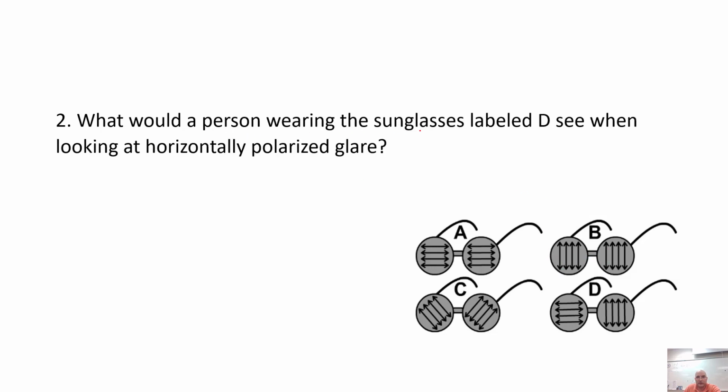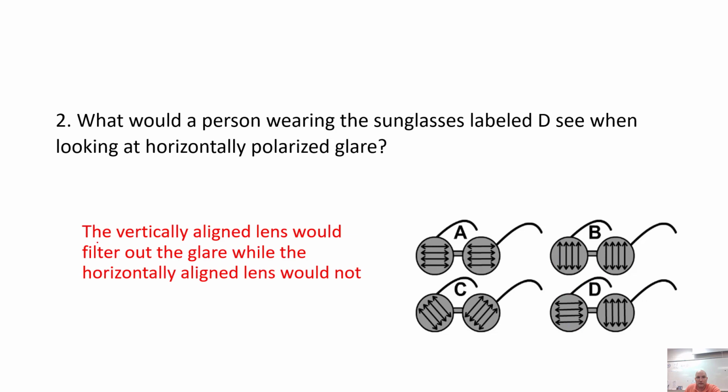What would a person wearing sunglasses labeled D see? What would a person wearing these sunglasses see? They would see one light, they would see the glare, and the other light would have all the glare cut out.